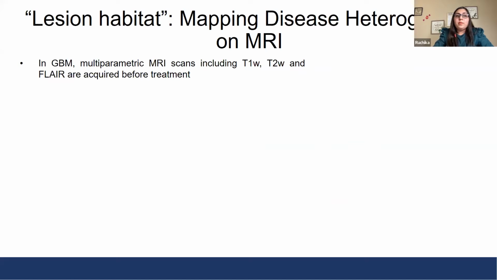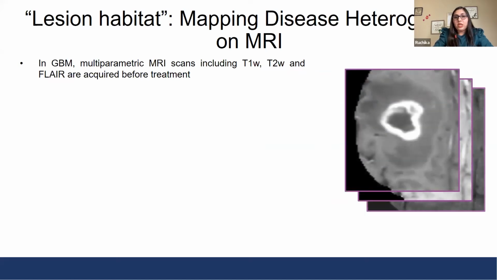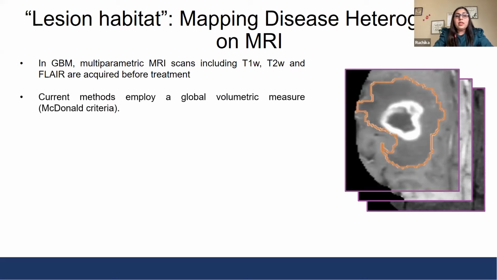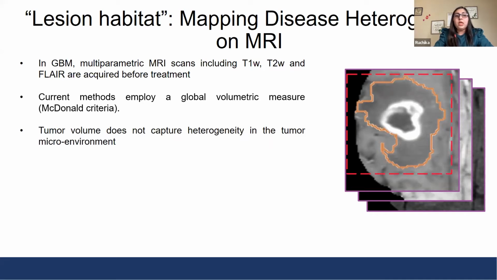In glioblastoma, multiparametric MRI scans such as T1, T2, and FLAIR MRI scans are required before treatment. And currently in clinical practice, global volumetric measure is used to assess the treatment response, which is a suboptimal criteria because tumor volume does not capture heterogeneity within the tumor microenvironment. And there is a complex microenvironment within the tumor lesion.